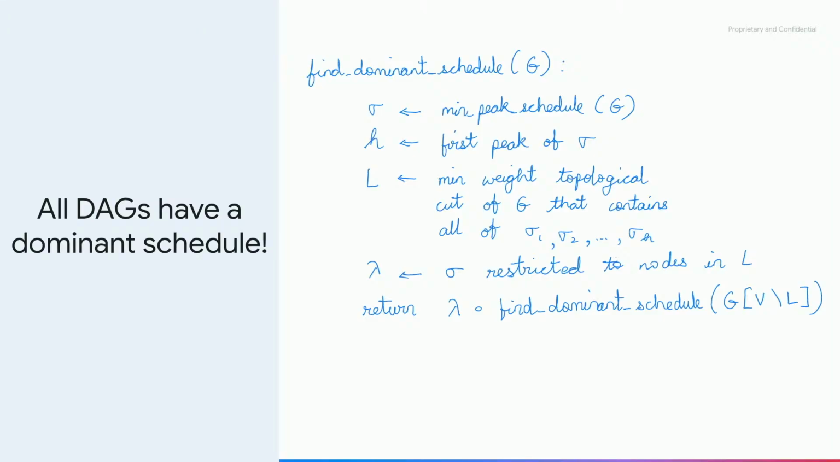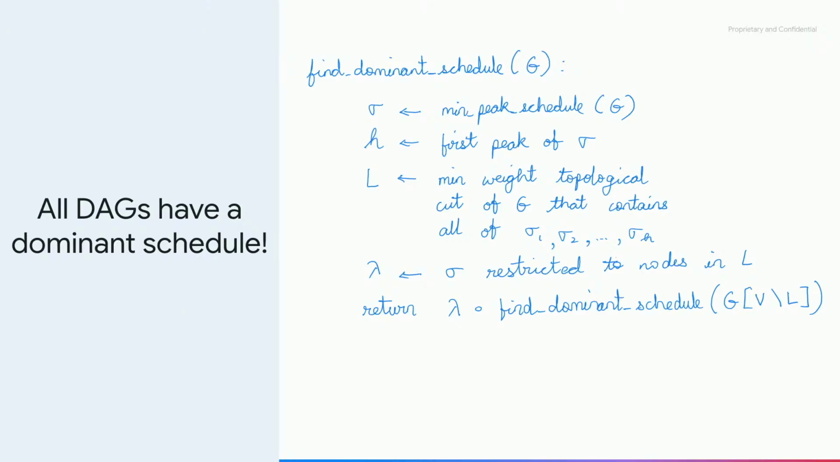Now let lambda be the same schedule as sigma, but restricted to nodes in L. That's it. So that's lambda. Take lambda out. So you take your graph L out and recurse on the remaining, right? So you return a concatenation. So return the first L nodes, L lambda, and then you recurse on the remaining.